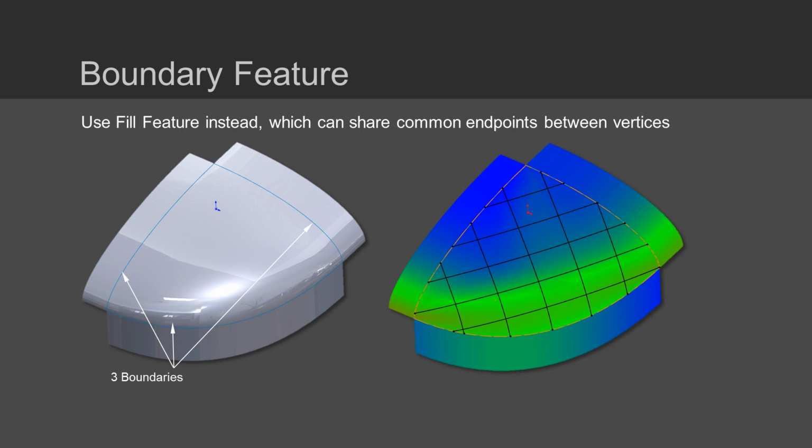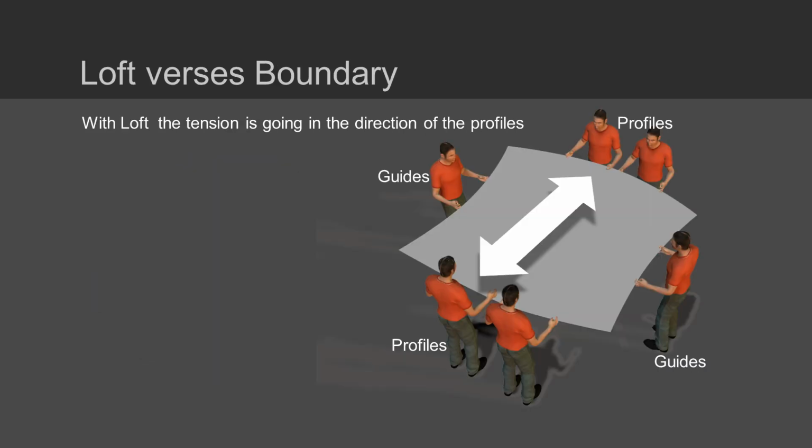It does that because it's a unique algorithm that calculates the UV not by the surrounding boundaries, but by a generalized direction. So a few more things about the boundary feature that makes it unique over Loft and why it was conceived is Loft is very similar, but there are some subtle differences.